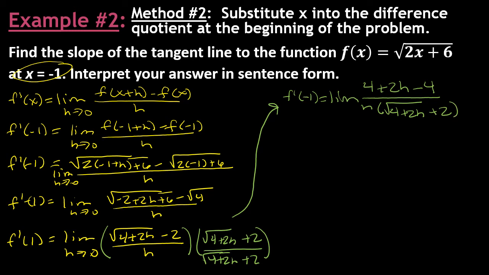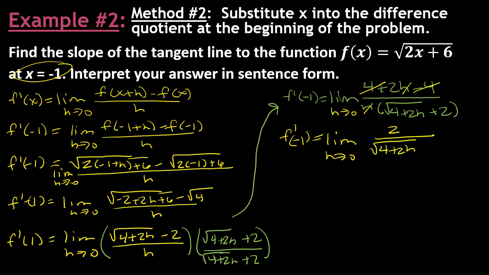So that is what we did in a previous lesson. So now when we look, the 4 and the 4 cancel out. This h and this h now cancel out. So f prime of -1 equals, that's horrible writing, the limit as h approaches 0. And I see that I forgot the h approaches 0 on that part. And in my numerator now, I'm simply left with 2. And in my denominator, I have the square root of 4 plus 2h plus 2.